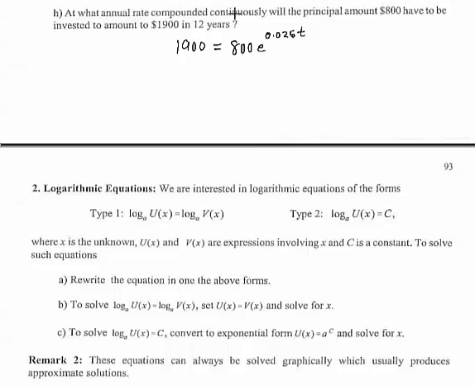Okay, at what rate? Oh, no, they're saying that we don't have the same rate. We have a different rate now. So we know t, but we don't know k. It said we want $1,900 in 12 years. So now we replace the t with a 12. So this is k times 12.